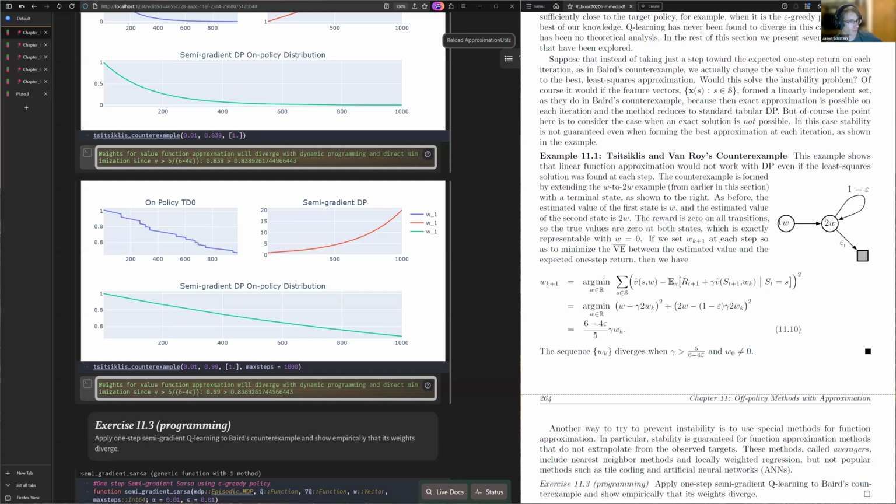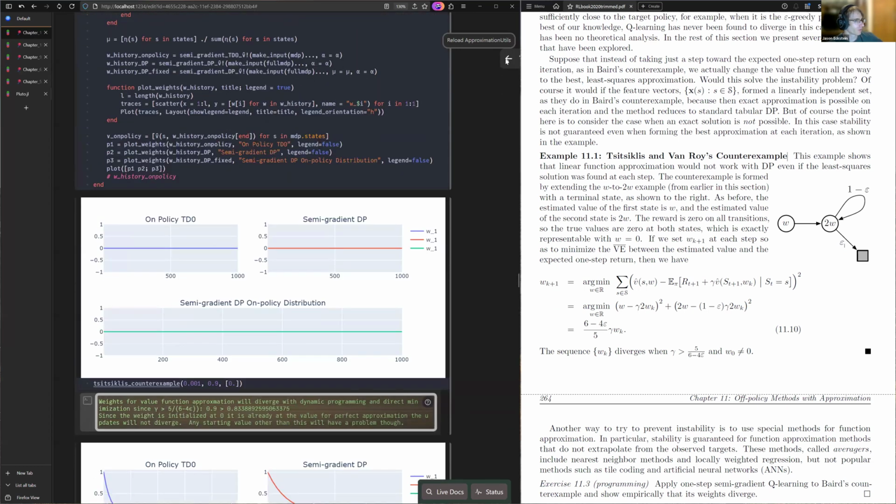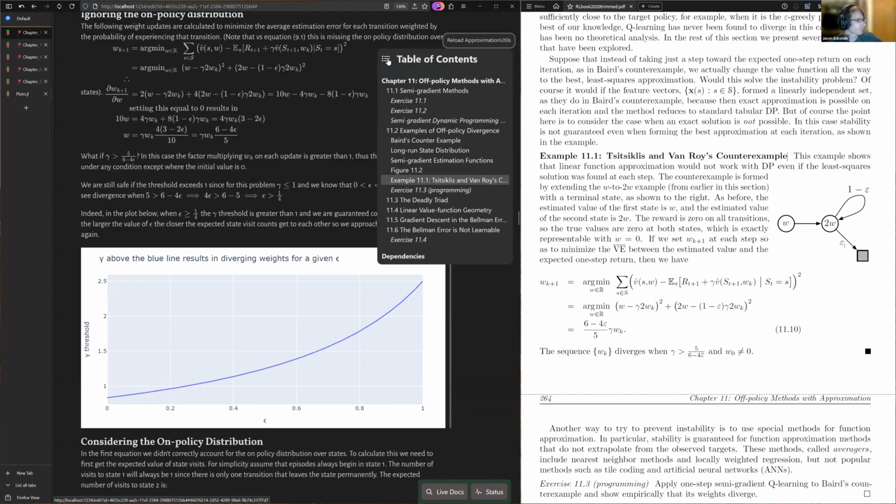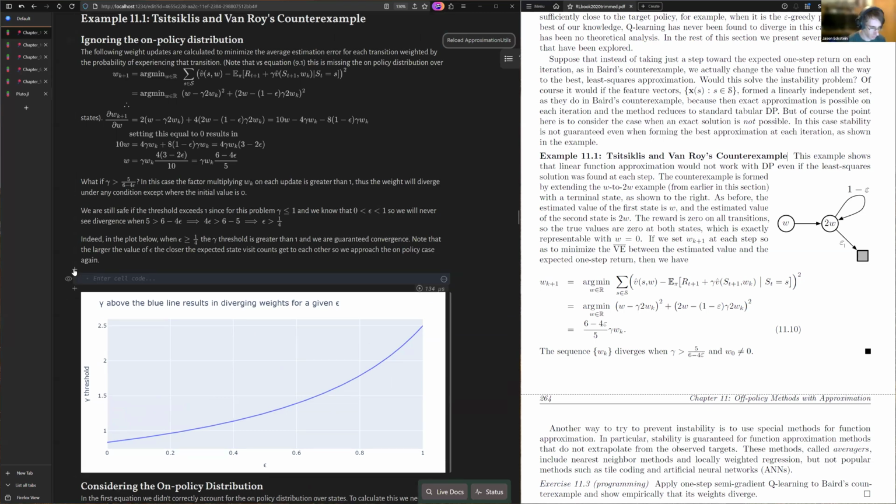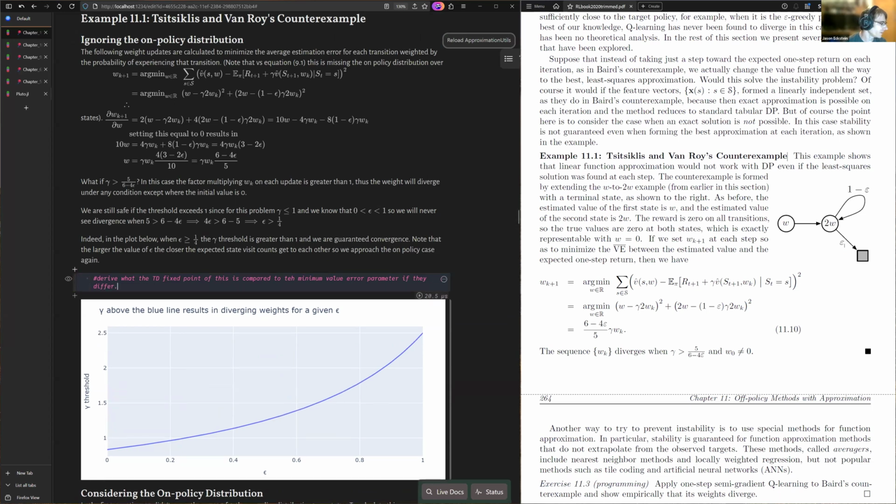And I should make a note of what I mentioned, which is, there was this point before that the TD fixed point is not always the same as the thing that minimizes the value error. And I'm not actually sure for this problem if that is also a factor.